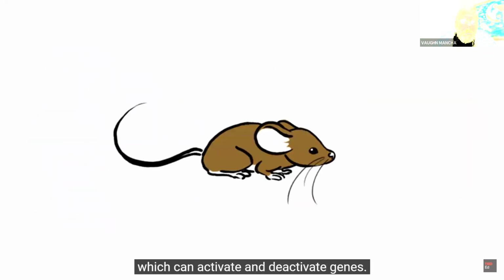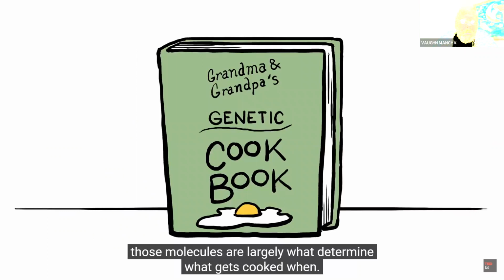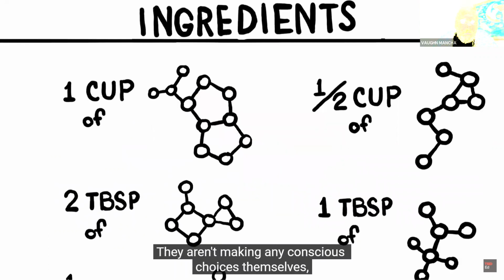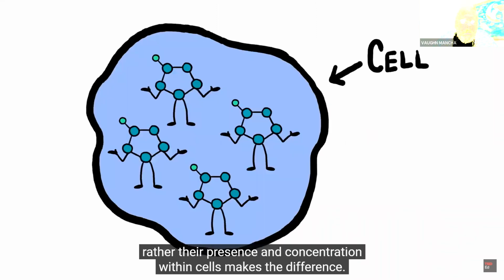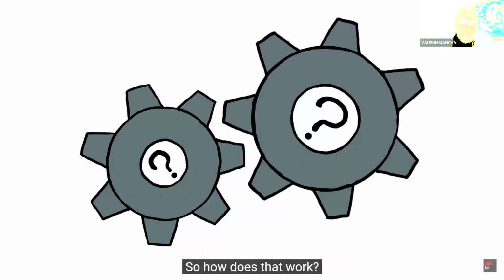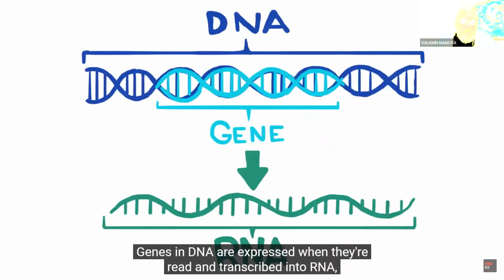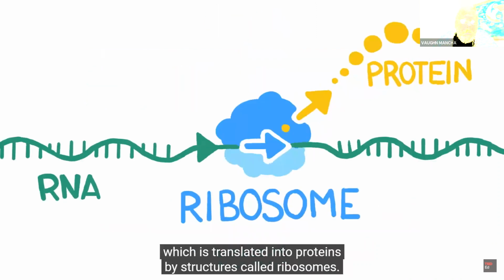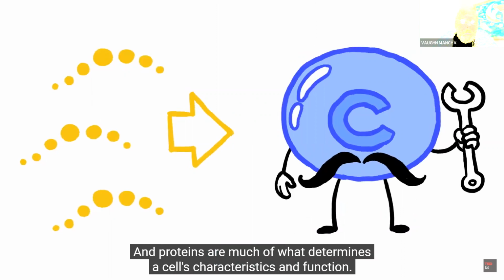activate and deactivate genes. If you think of DNA as a recipe book, those molecules are largely what determine what gets cooked when. They aren't making any conscious choices themselves. Rather, their presence and concentration within cells makes the difference. So how does that work? Genes in DNA are expressed when they're read and transcribed into RNA, which is translated into proteins by structures called ribosomes. And proteins are much of what determines a cell's characteristics and function.